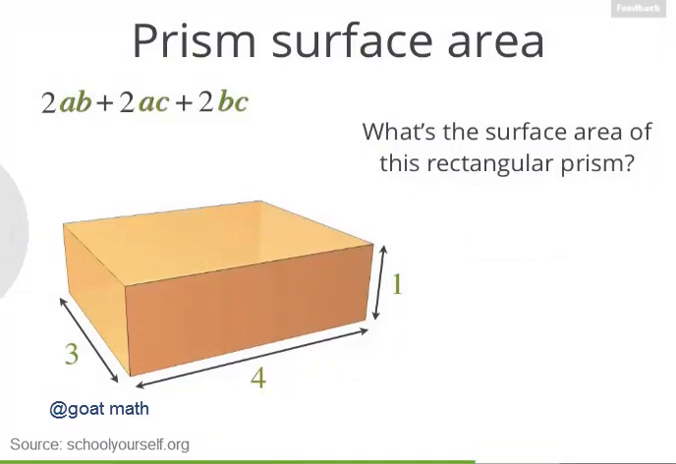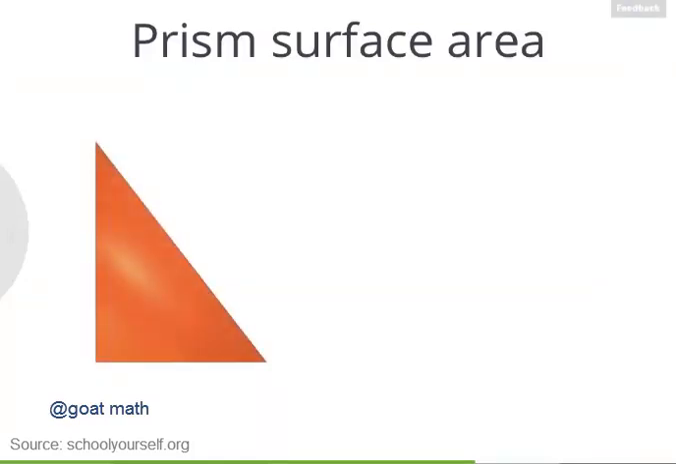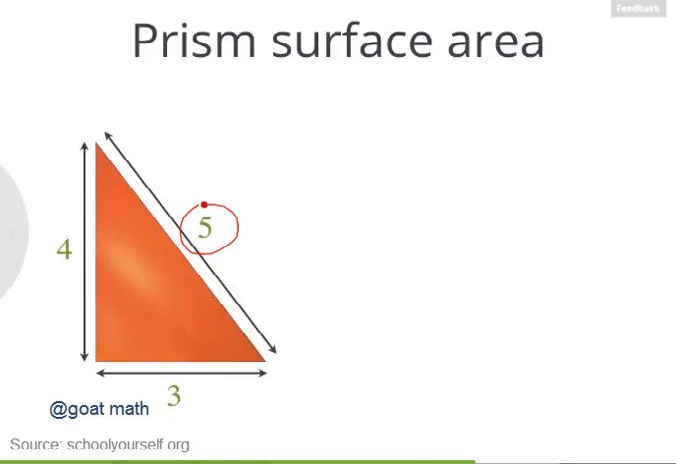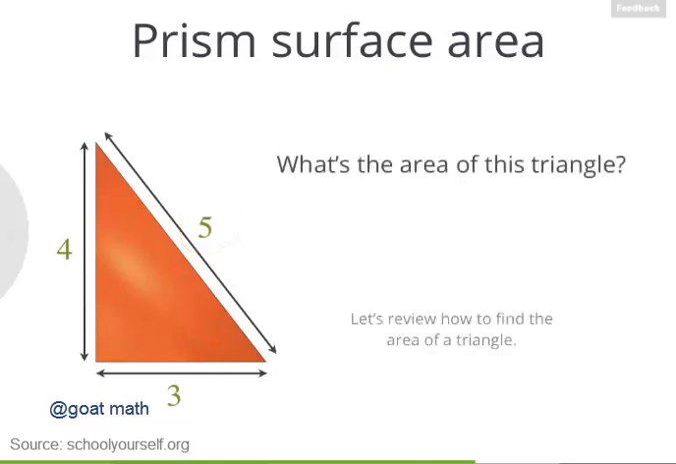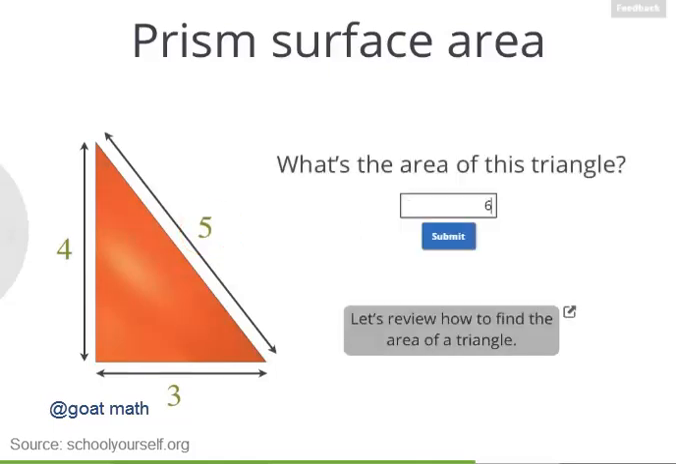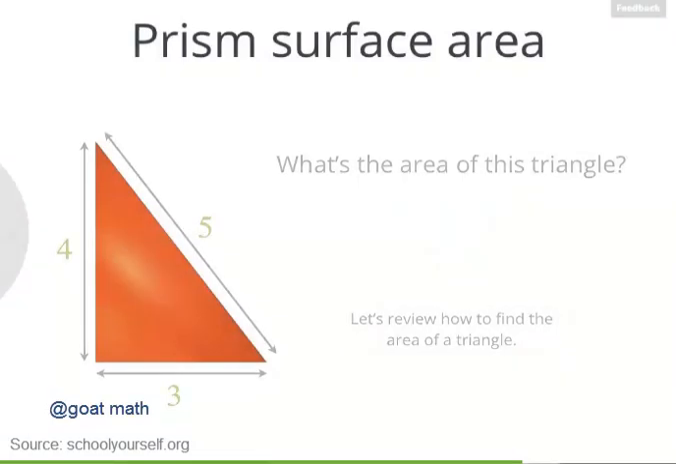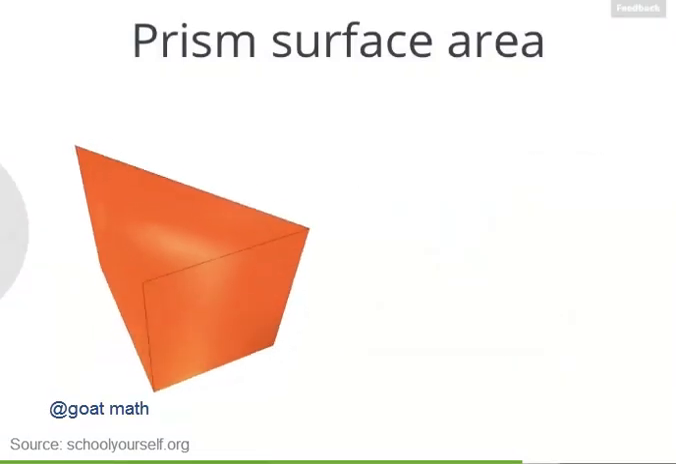Next, let's look at a prism whose base is a triangle instead of a rectangle. Suppose this right triangle is the base of our prism, and that its legs have lengths 3 and 4, and its hypotenuse has length 5. First, what's the area of this triangle? Great! Now let's look at a triangular prism.